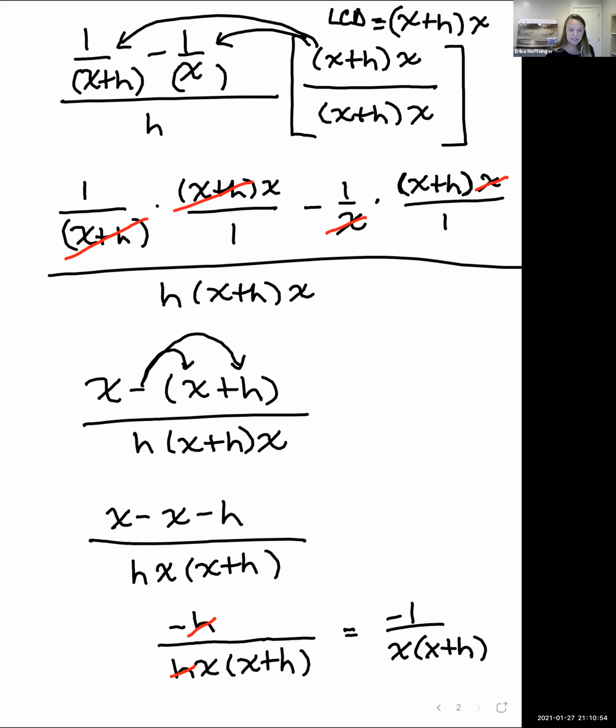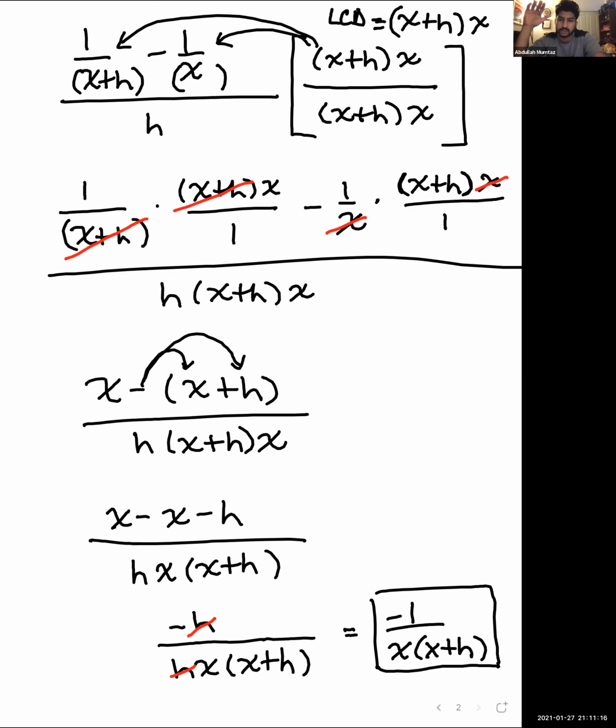That's as far as we can take it. We technically could distribute that x in the denominator, but it's not going to help us to simplify any further or cancel anything. Okay, so that was the difference quotient of the function 1 over x.